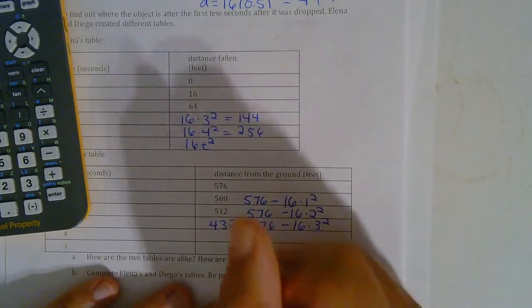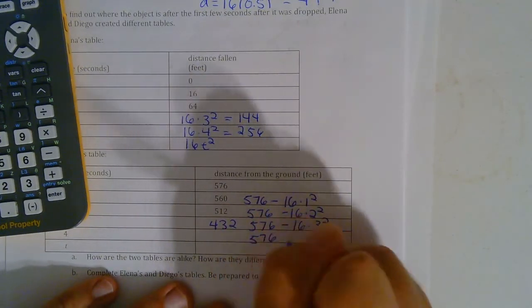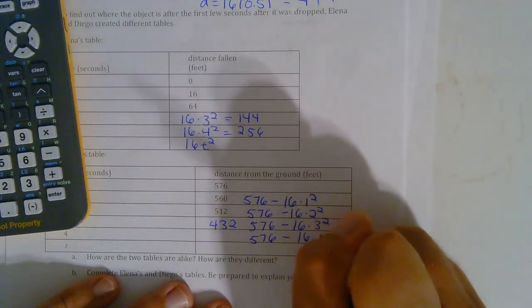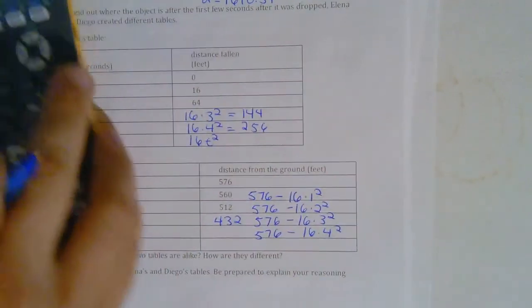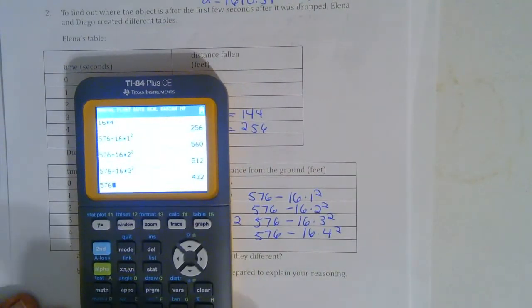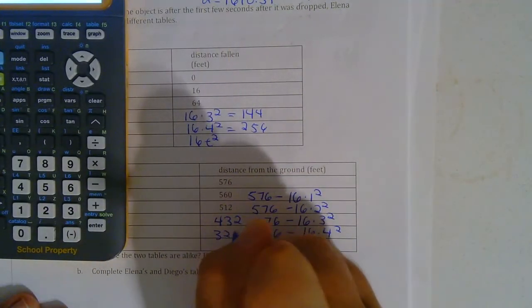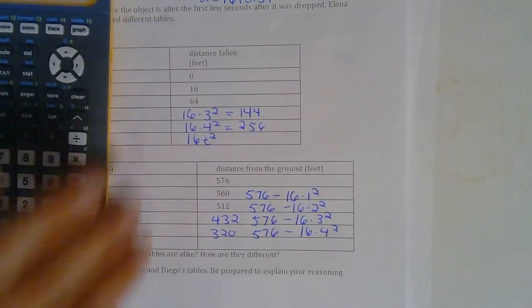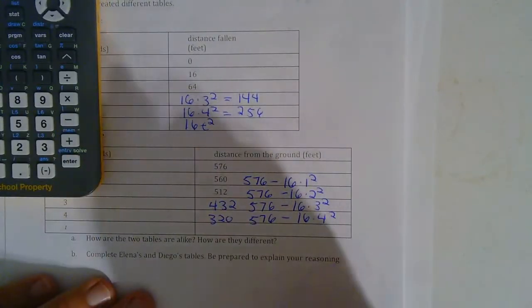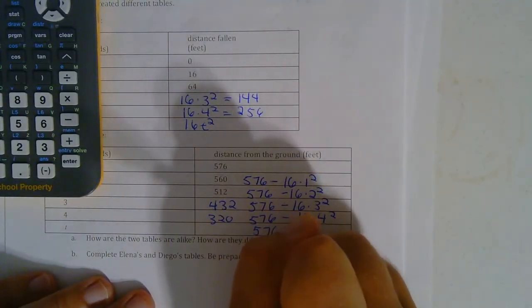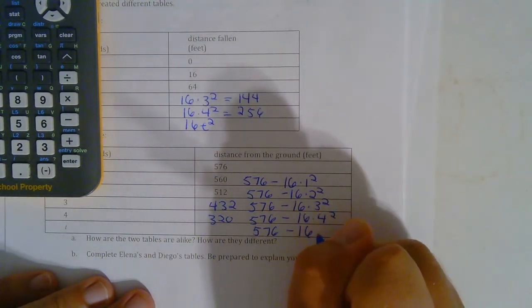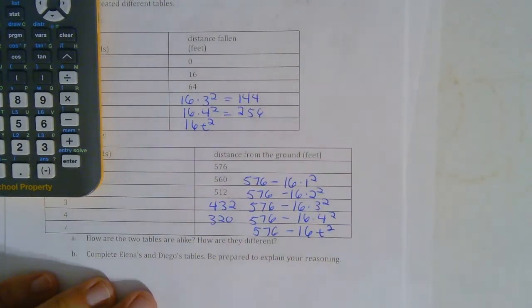So for 4 seconds, we go 576 minus 16 times 4 squared, and we get 320. And then here, for our last one, for any time, we go 576 minus 16 t squared.